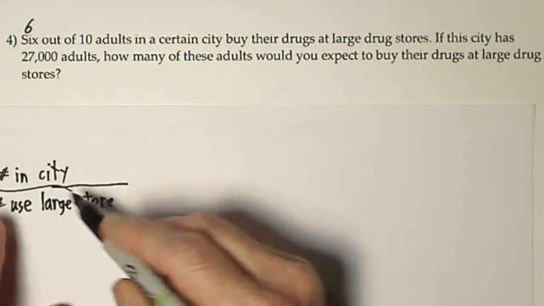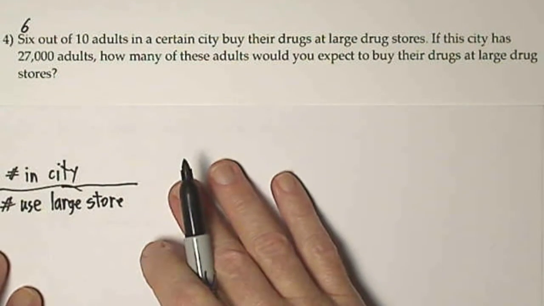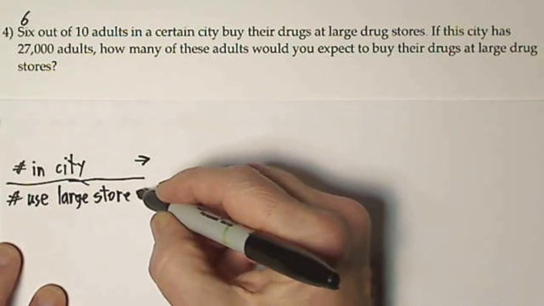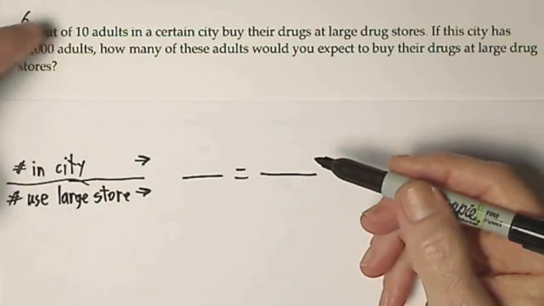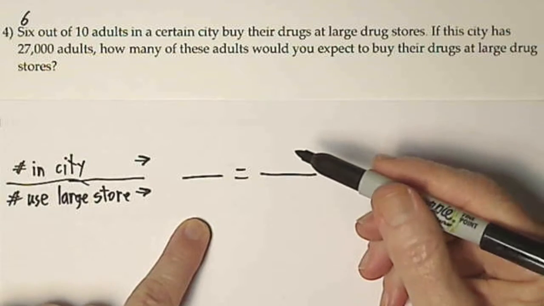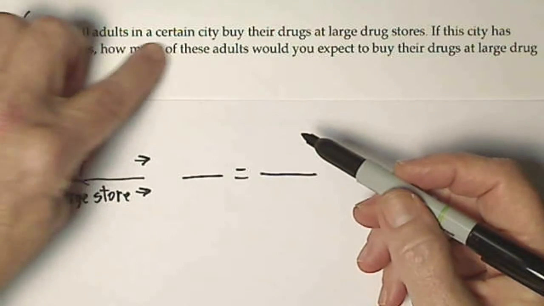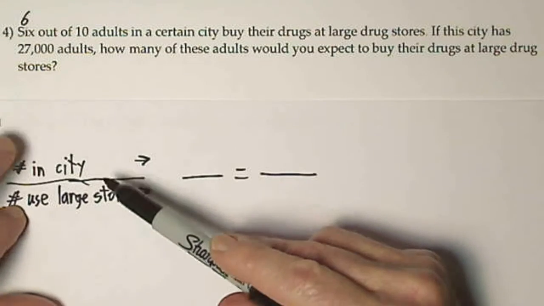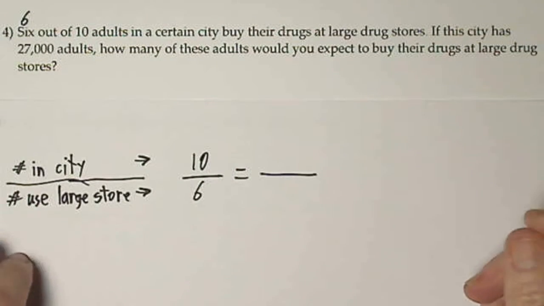All right. Maybe you can think of a way to say that in fewer words. That would be fine. Try to get all this in here. There we go. But I just stick with the pattern once I settle on it. And let's see, 6 out of 10. I can't just put 6 and 10 blindly. I have to pay attention to this. If there's 10 adults in a city, that's on top. 6 of them are using the large store. There's 10 in the city, 6 use the large store. So that's 10 and that's 6.